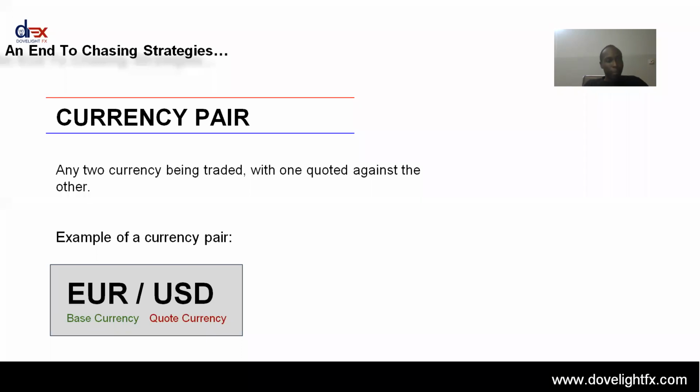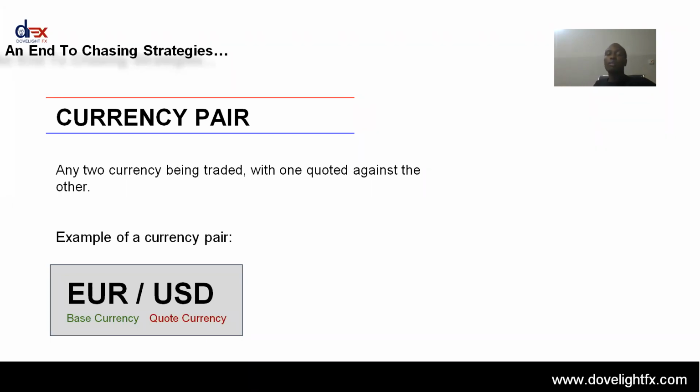We said that a currency pair is any two currencies being traded, because there must be an exchange. A and B must exchange. There's no way I will just be holding euro, holding dollar, and saying I'm trading. It's not possible. I am trading what? Is it euro against the US dollar? Is it GBP against the USD? Is it NZD JPY? Any two currencies being traded, with one being quoted against the other.